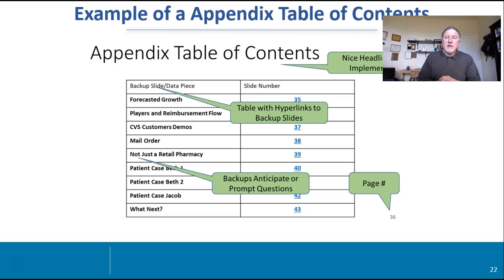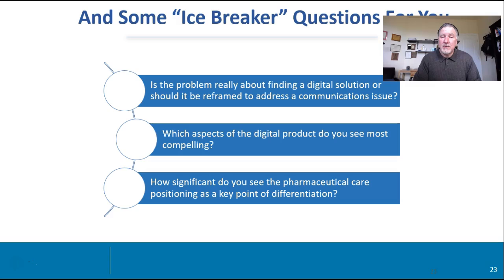So here's another appendix table of contents that we have with names, and here's the slide number, the page number. It's a really good example of what I've just pointed out. This was from our CVS team. And here are some icebreaker questions. You don't have to have a ton, but you might say, hey, is the problem here really about finding a digital solution, or should it be reframed? Which aspects of the digital product do you see as most compelling? Notice how they're open-ended questions. Or I'm giving choices: how significant do you see the pharmaceutical care positioning as a key point of differentiation?